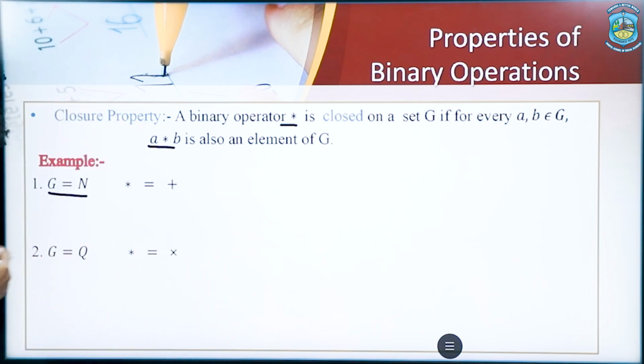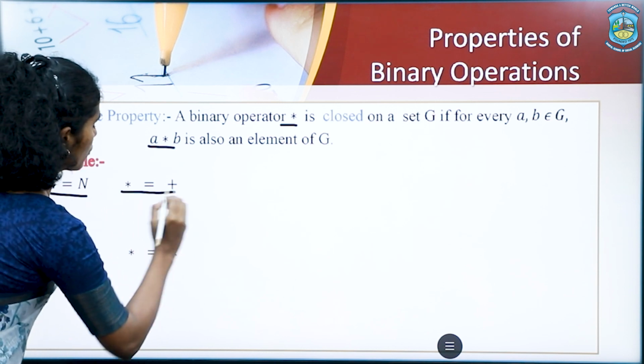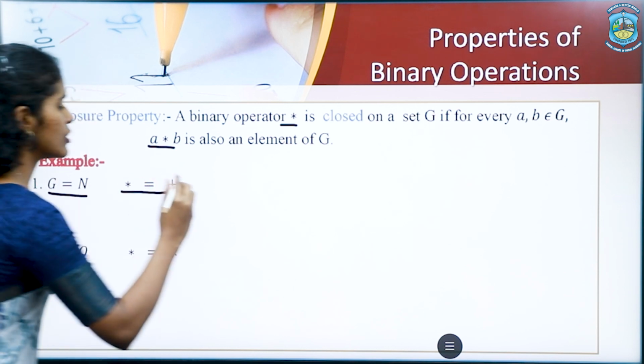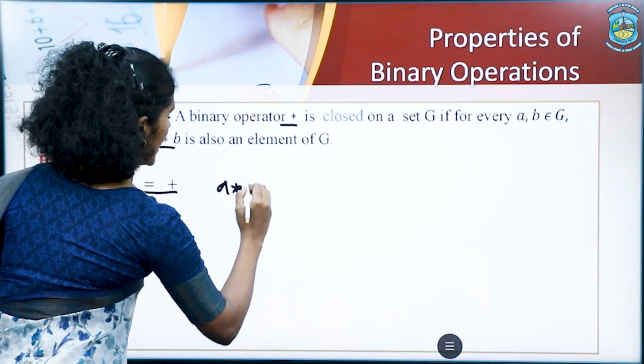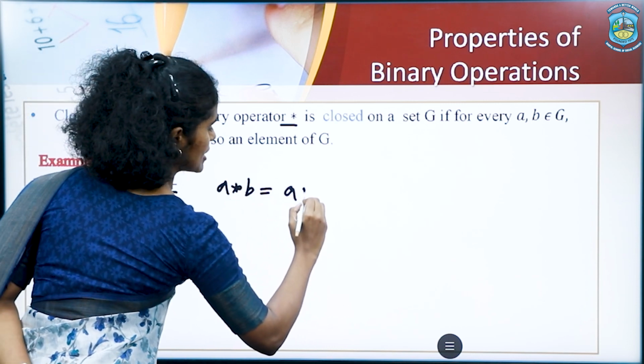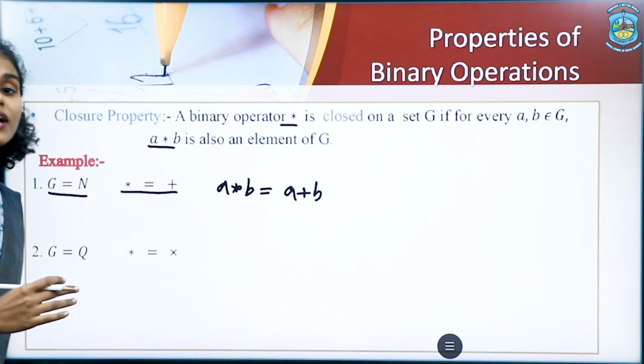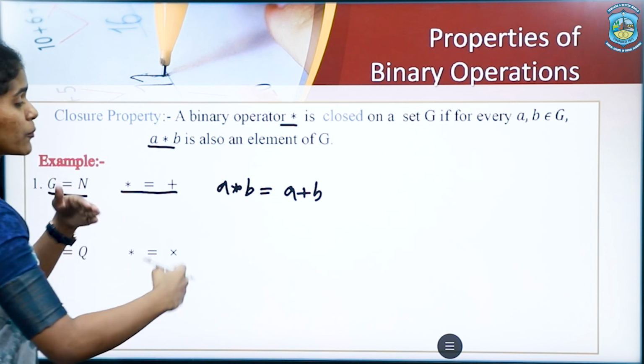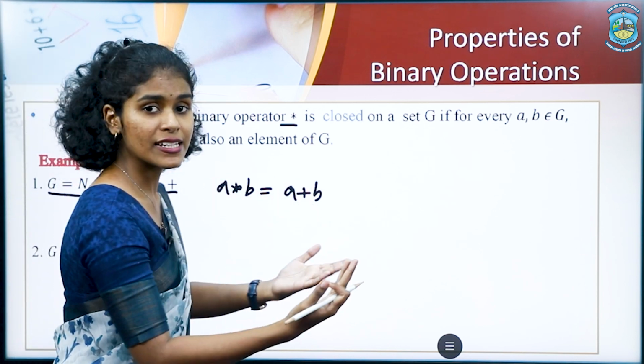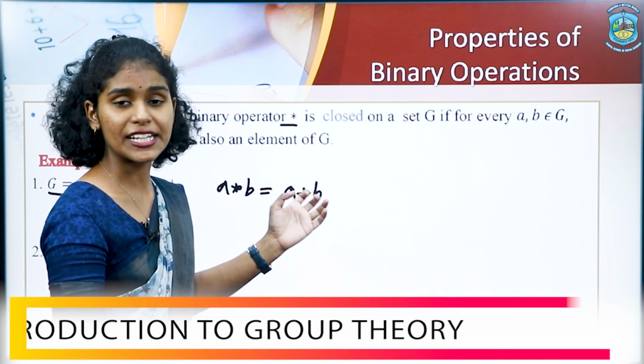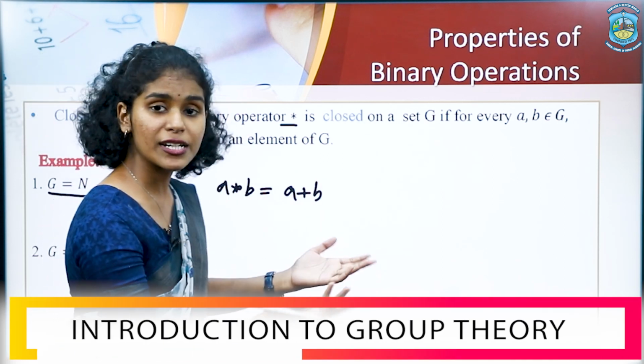We consider the set of natural numbers and the operation given to us is addition. So here A star B will be equal to A plus B. What are we supposed to find here? We are supposed to see whether this A plus B, the element which we get after this addition, is a natural number or not.